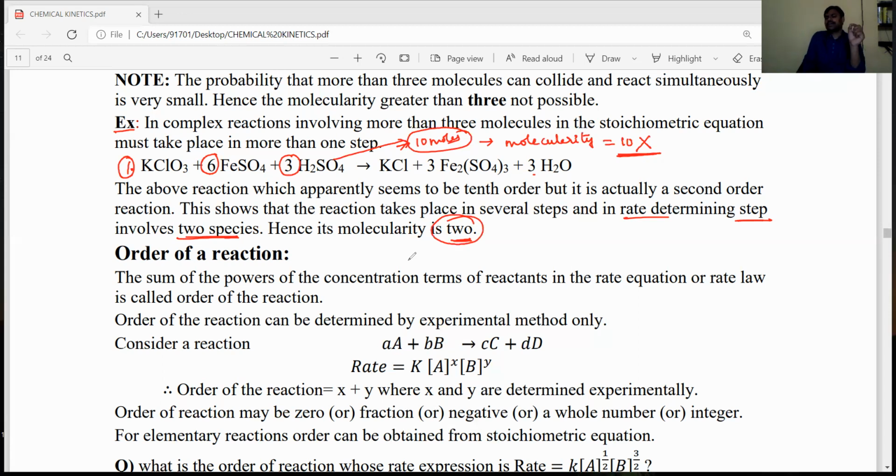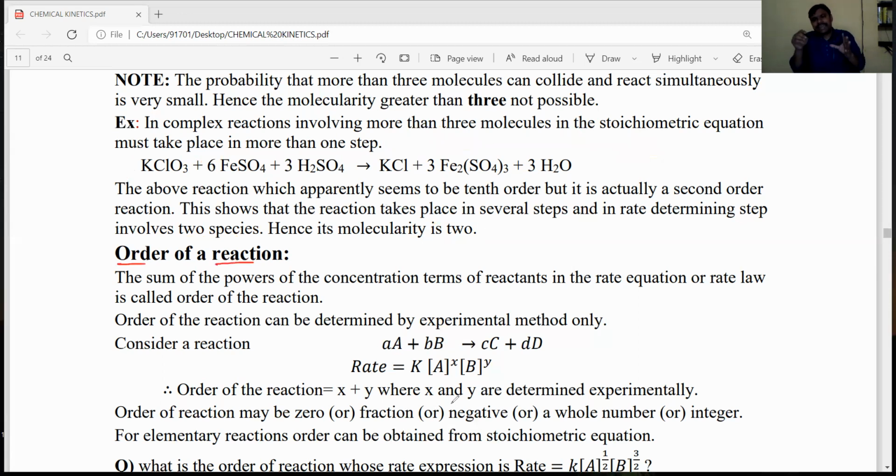Okay, dear students, so it's very, very important. Now, this is about molecularity. Next, we will discuss the order of the reaction. What is the order of the reaction? The order of the reaction is mainly calculated by using the rate law or rate expression, which we have already discussed.